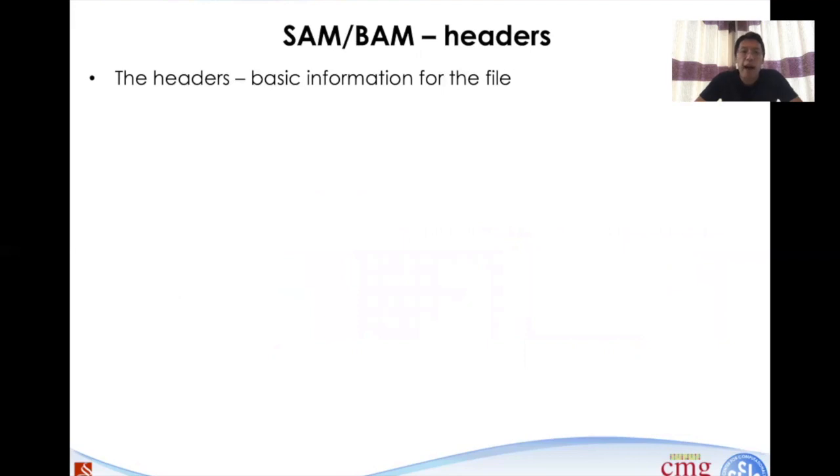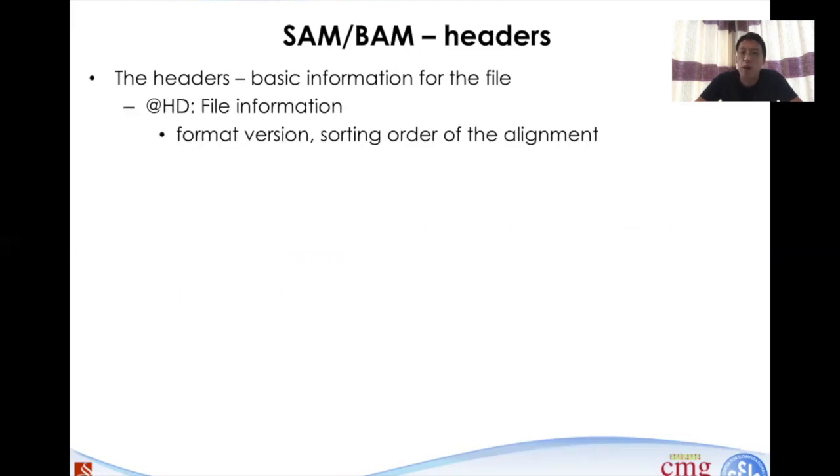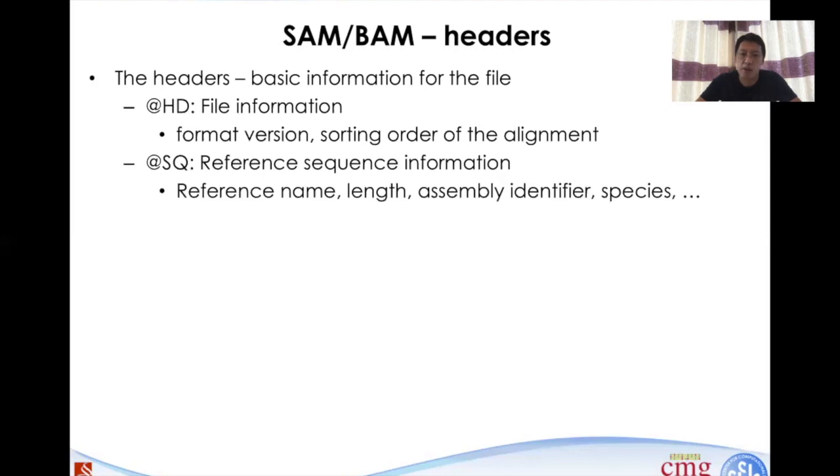Let's start from the header. The header is the basic information about these files that will include many different elements. So for example, HD is the file information. It tells you the SAM or BAM file format version, and the sorting order of the alignment: is it based on the genomic location or based on other information that are in these sequencing reads.